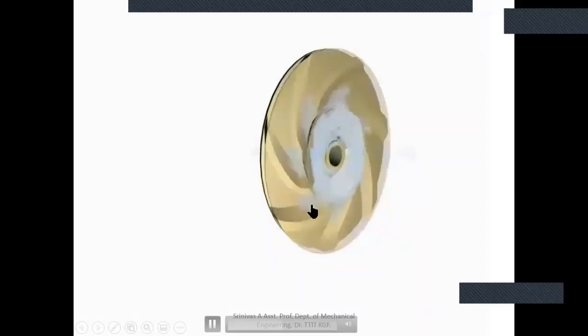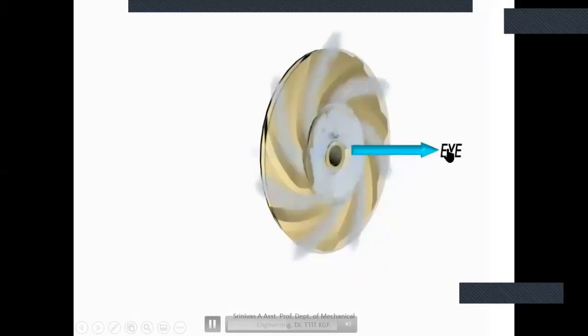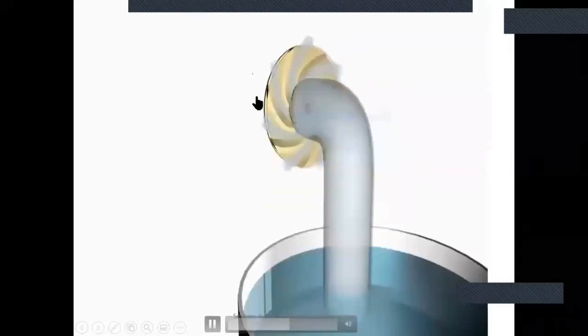When it is rotating, what happens? Because of this backward curved vane structure, water is moved outside of the impeller. That increases the pressure and kinetic energy, mainly due to centrifugal action. So water enters through the eye, and because of the high rotation, the pressure and kinetic energy increase and it moves outside.